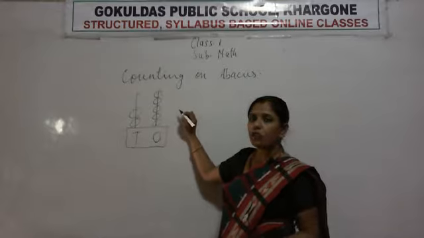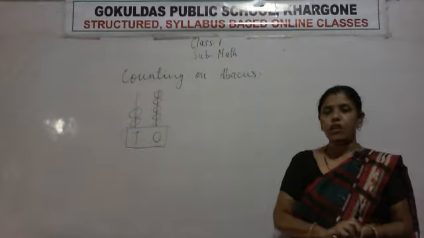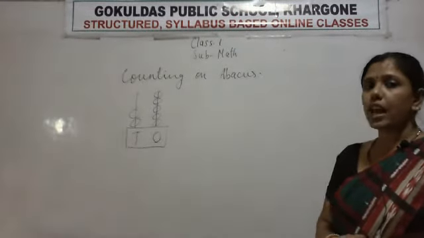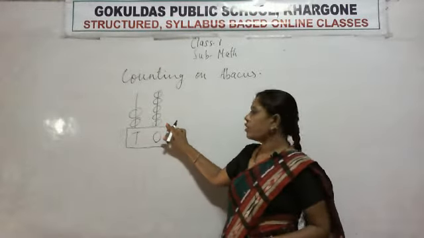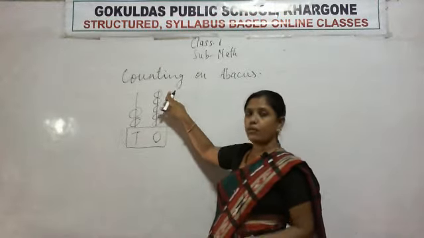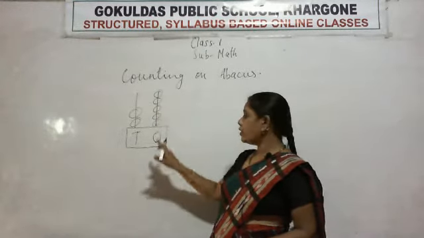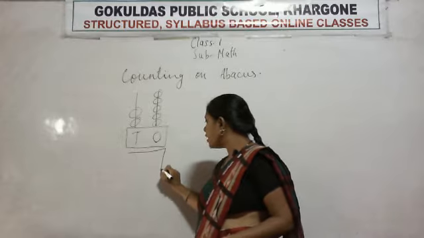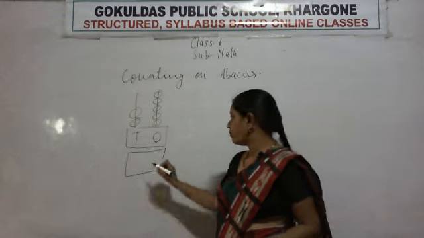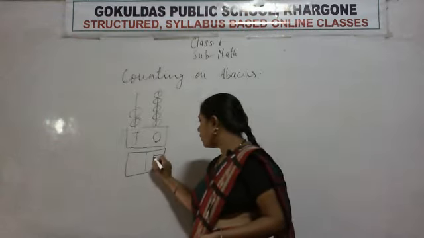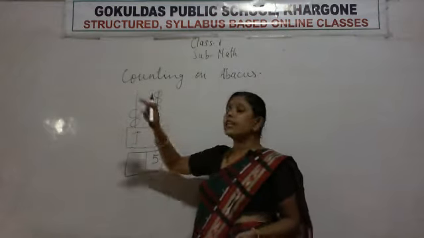From which side do we start counting first? We always start counting from one side. So let's count how many beads are there. 1, 2, 3, 4, 5. How many beads are there at ones place? 5. Now count how many beads are there at tens place.